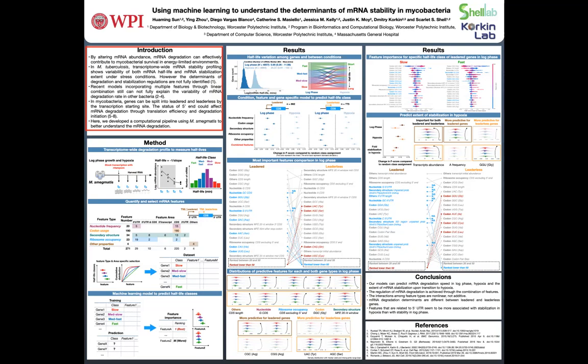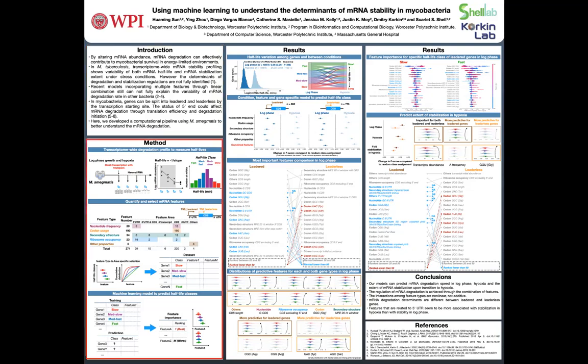In mycobacteria, we are specifically interested in leadered and leaderless genes, defined by whether they have a 5' UTR, which could potentially affect messenger RNA degradation through translation efficiency and degradation initiation. However, the specific mechanism is still not clear. Altogether, a better understanding of messenger RNA stability through a more comprehensive analysis is very much needed and can be useful for TB treatment.